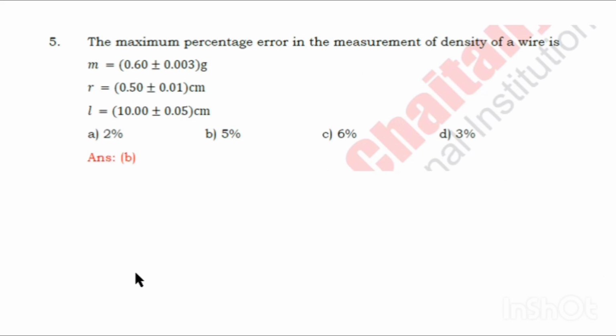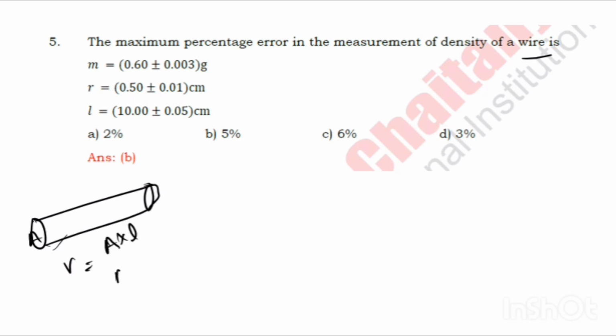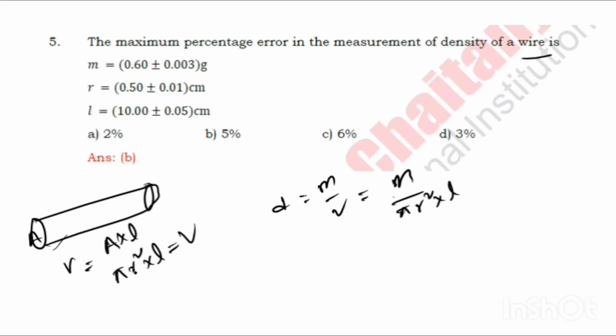Find the maximum percentage error in measuring the density of a wire. This is the wire, right? The volume of the wire is area into length, that is pi r square into L. So density is equal to mass by volume, so mass by pi r square into L. If we want the percentage error in multiplication or division, we simply add the percentage errors individually, right?